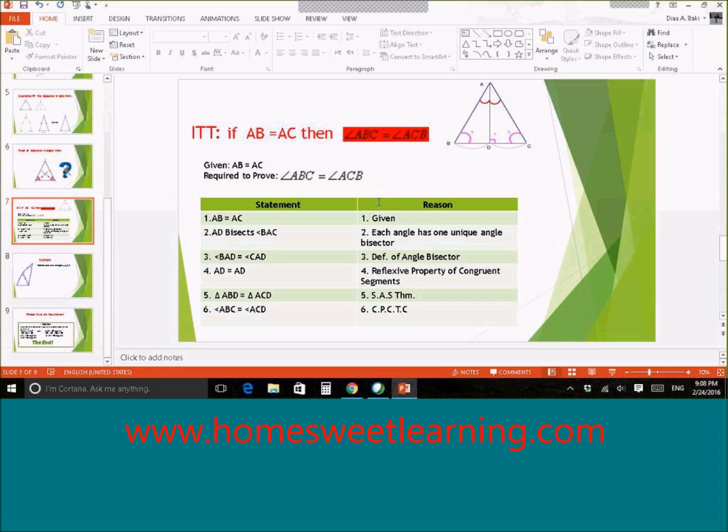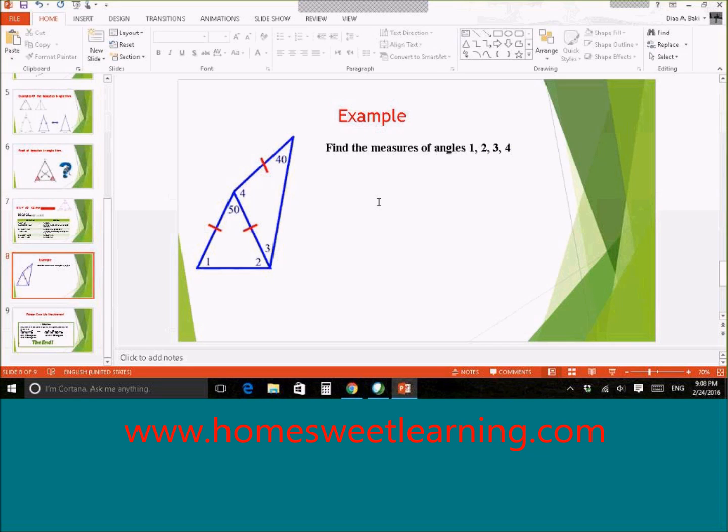Let's see some examples about this theorem. How can we use it to solve some geometric exercises? You see here, I have these two triangles. From the signs that you see here, it says this side is congruent to this side, congruent also to this side. So I would look at the figure first, try to read the given many times. The given is here in numbers. This angle is 50, this angle here is 40. The other angles are not given, they are just labeled: angle 1, angle 2, angle 3, and angle 4. That's why they ask us to find their measures.